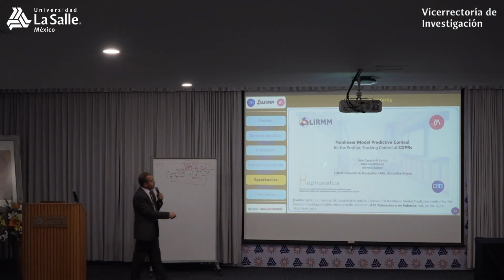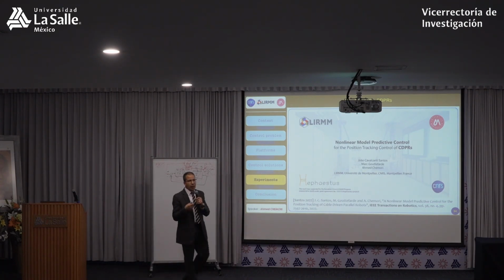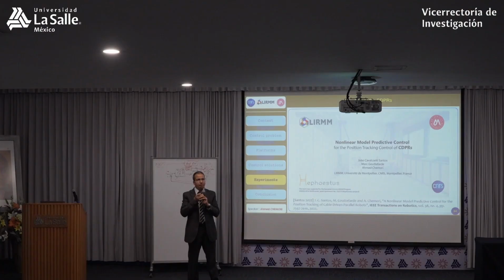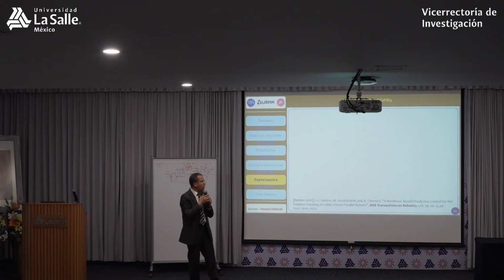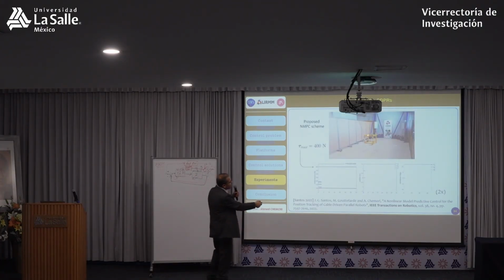Maybe the last video is control of cable-driven parallel robots. Here, one of the big problems of a cable-driven parallel robot is that the links are not rigid, they are cables. And in a cable, you can only pull, you cannot push a cable. And you need to keep the cable all the time under tension like that. This is the moving platform.